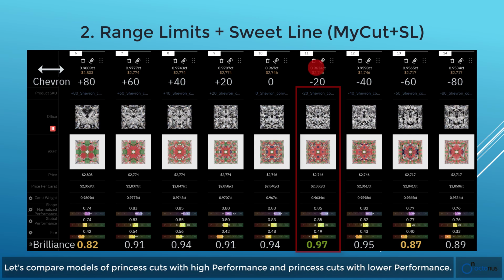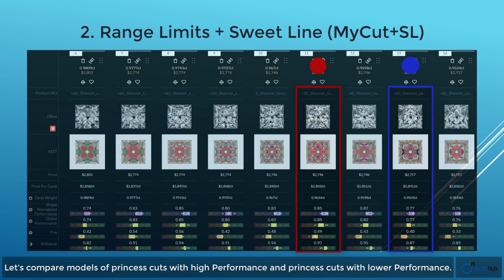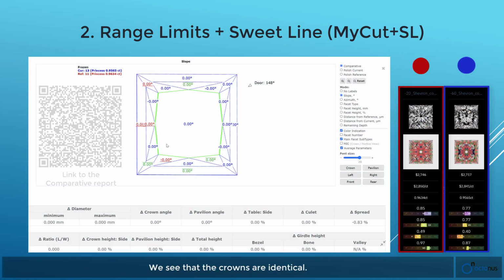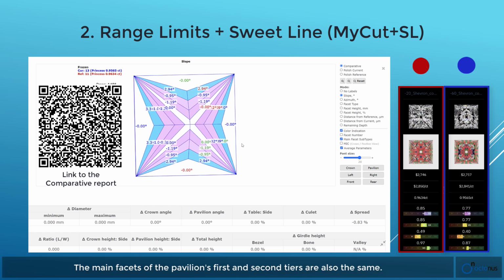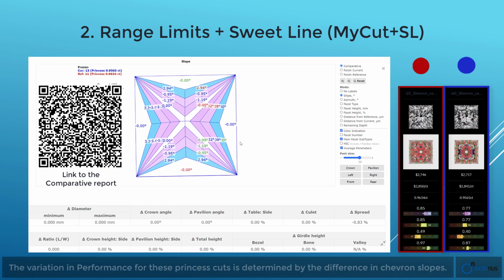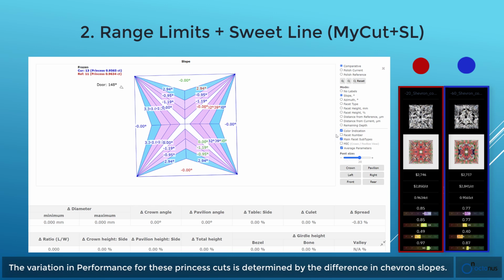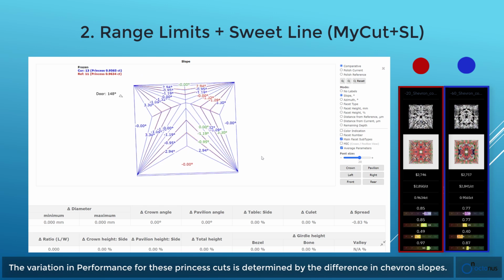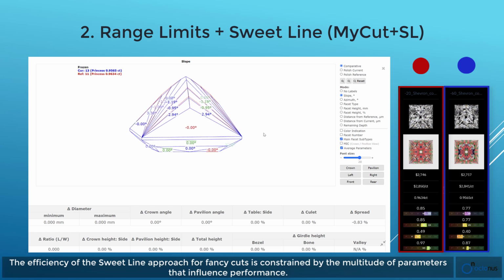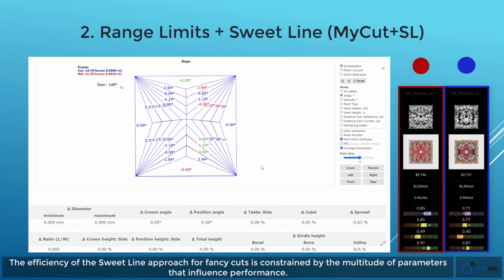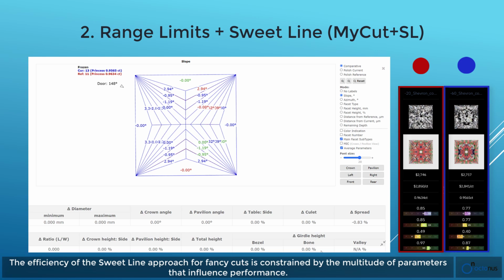Let's compare models of princess cuts with high performance and princess cuts with lower performance. We see that the crowns are identical. The main facets of the pavilion's first and second tiers are also the same. The variation in performance for these princess cuts is determined by the difference in chevron slopes. The efficiency of the sweet line approach for fancy cuts is constrained by the multitude of parameters that influence performance.